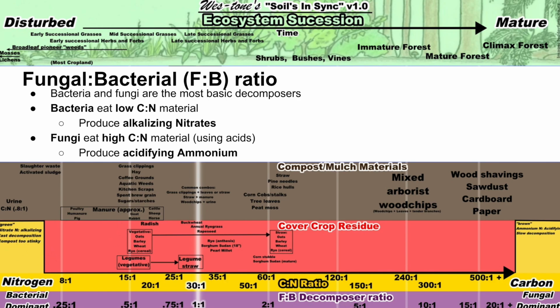Let's take a quick look at these yellow boxes on the side of the infographic. On the left side, I've noted that these are the green materials, and on the right side, I've noted these are brown materials. When bacteria break things down, they produce the nitrate form of nitrogen, which has an alkalizing pH effect. When fungi break down high carbon materials, they produce an ammonium form of nitrogen, which has an acidifying effect, as acids are required to break down those tough carbon-dense materials.